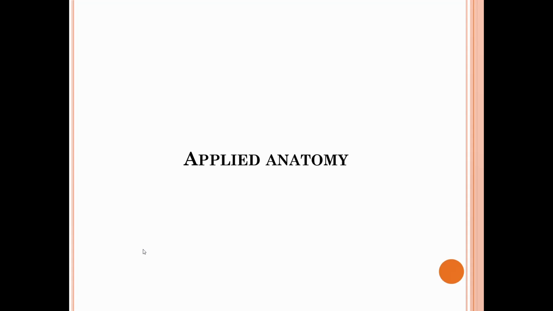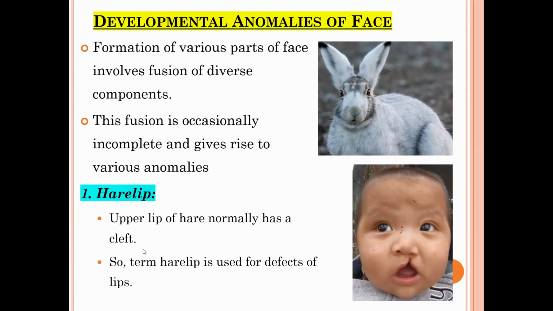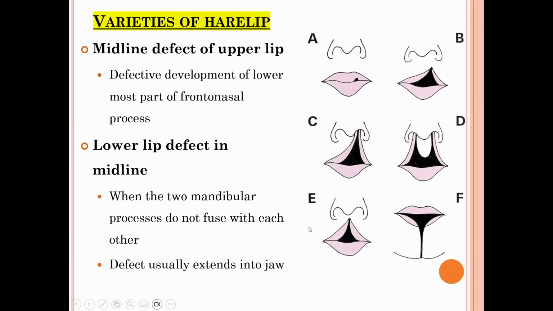Now, what is the applied anatomy? What is the applied anatomy of the development of the face? Whatever defect can occur in the face can also extend to the palate. So here is the hare lip deformity, that is of the upper lip. This is the cleft lip, which can extend as cleft palate also.